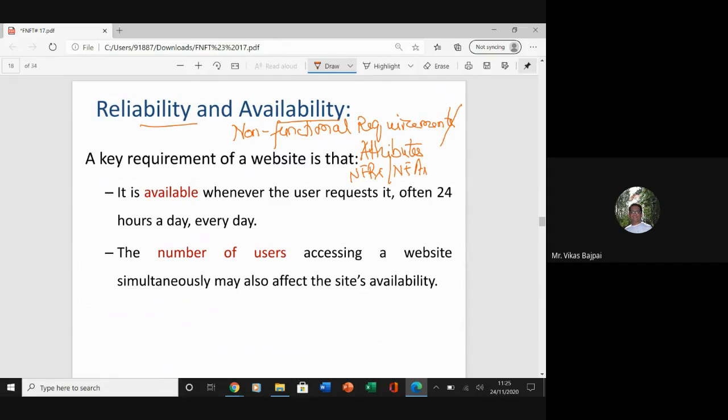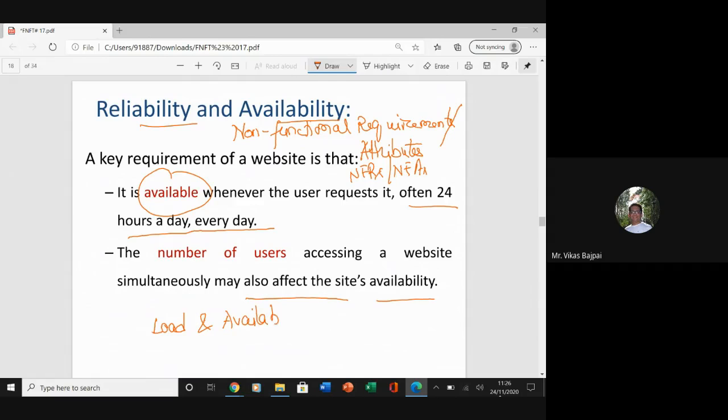So a key requirement of a website is that it is available whenever the user requests it, and often 24/7, every day. Every moment, it should be available. The number of users accessing a website simultaneously may also affect the site's availability, right? Number of simultaneous users. So right now we are talking about load and availability.